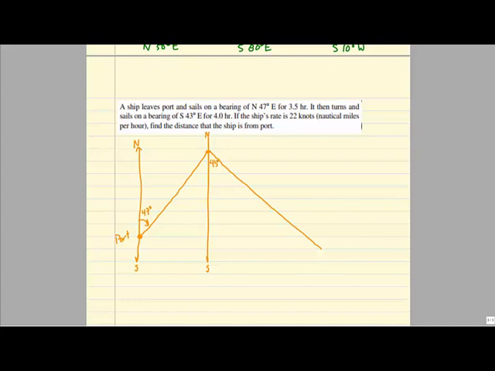Now it says, find the distance that the ship is from the port. So here's my ship now. I traveled for 4 hours in that direction, and there's my final location right here. So what I want to figure out is the distance from the port to the ship. So that's this distance right here.